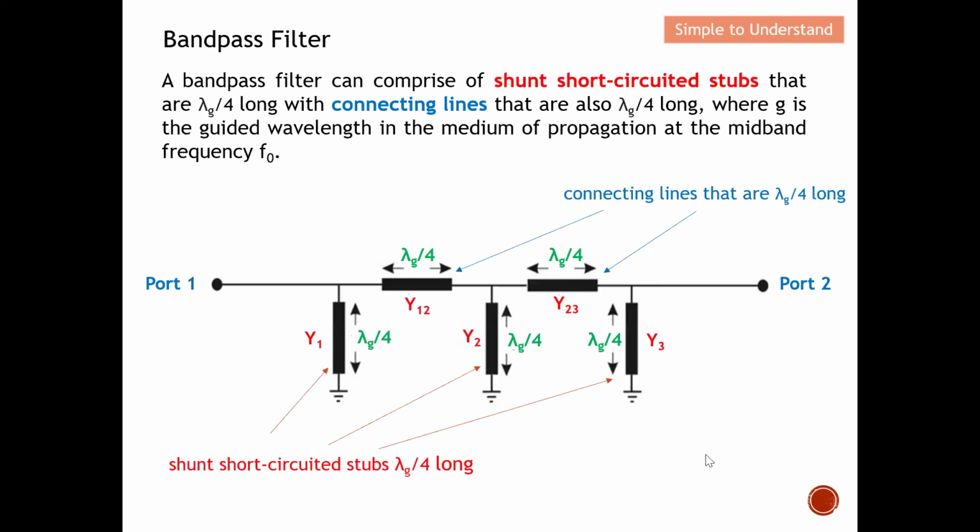Let's quickly do a recall. What is the connecting line and what is the shunt short circuit stub? Over here, you can see that the lines that are vertical are the shunt short circuit stubs. The lines that are horizontal are called the connecting lines. We need to understand this because the design rules fall on these two, the connecting line and also the shunt short circuit stub.